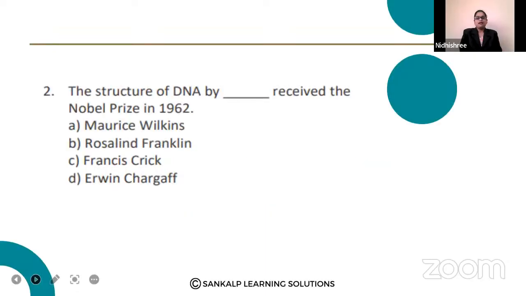Okay, then the structure of DNA was described by Dash, who received the Nobel Prize in 1962. Option A, Maurice Wilkins. Option B, Rosalind Franklin. Option C, Francis Crick. Option D, Erwin Chargaff. Option C, ma'am. Raj, option C. Chandru, Gayatri, Kumar, Saundarya, Vidya, Veeresh, Yashwan, Yuti, Kavita, Parvati, Lakshmi.